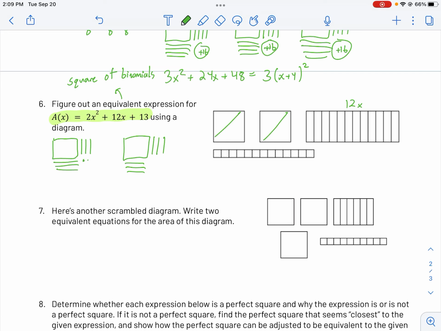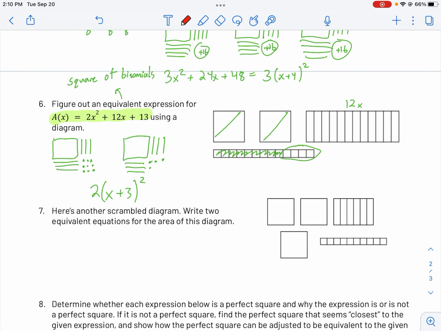So 13 of those little blocks means that I can fill in 9 here, but I only have 1, 2, 3, 4, 5, 6, 7, 8, 9. I only have 4 left here. Okay, what does that mean? Well, if I write my expression, I have all of this. All right, I can write it in my square of binomials, so that's x plus 3 squared.